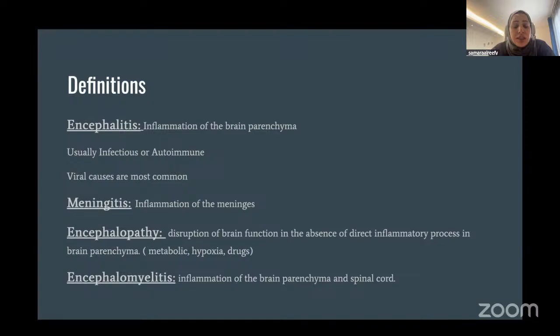Whereas meningitis is inflammation of the meninges. And encephalopathy refers to disruption of the brain function in the absence of a direct inflammatory process in the brain parenchyma. So encephalopathy refers to any process, metabolic, hypoxia, or drugs, that can alter the brain function. Encephalomyelitis: myelitis is infection or inflammation of the spinal cord. So encephalomyelitis involves inflammation of the brain parenchyma as well as the spinal cord.